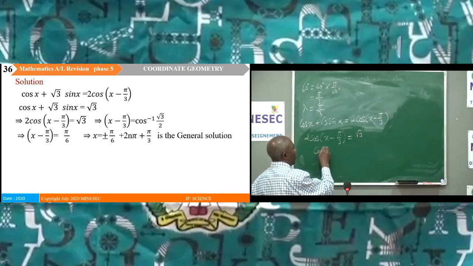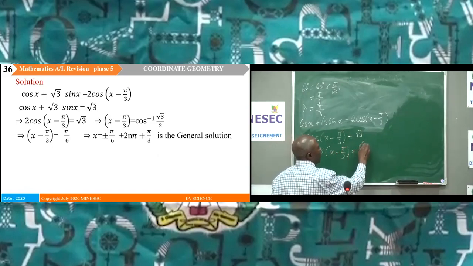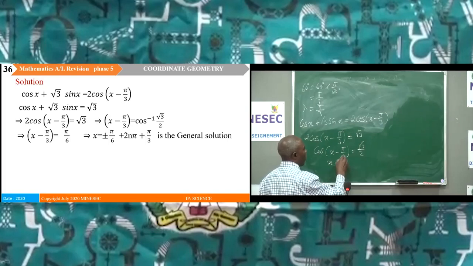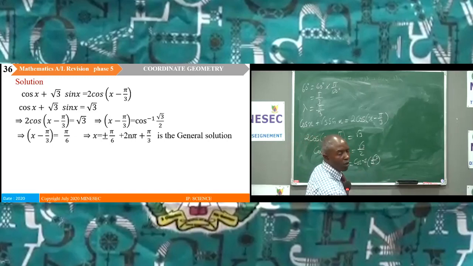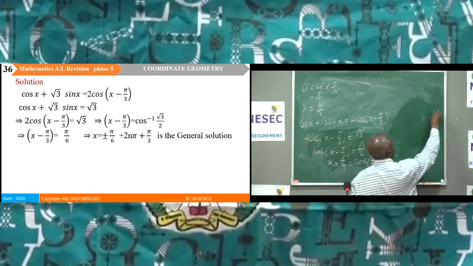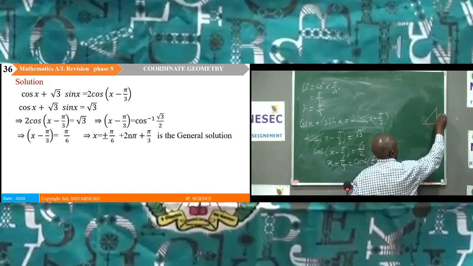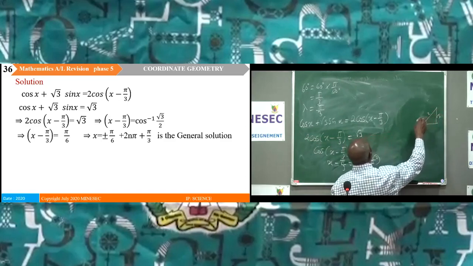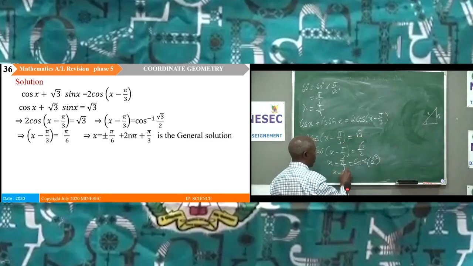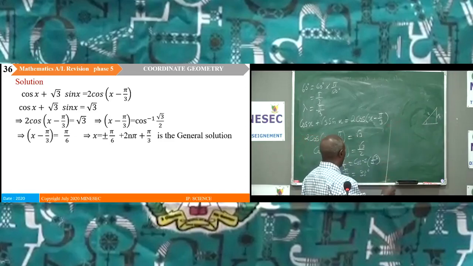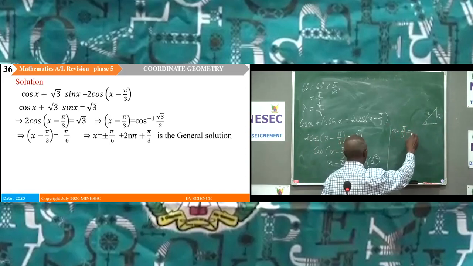So therefore cos(x minus pi over 3) is equal to root 3 over 2, and x minus pi over 3 is equal to cos inverse of root 3 over 2. Cosine of root 3 over 2, from our triangle again, root 3 over 2 is equal to 30 degrees. So x minus pi over 3 is equal to 30 degrees, which is equal to pi over 6.